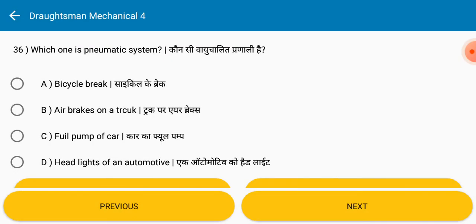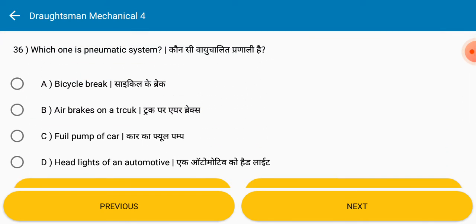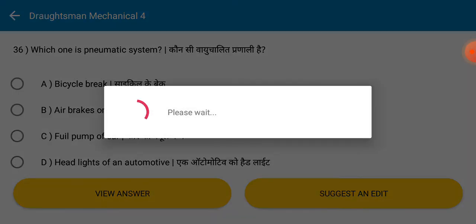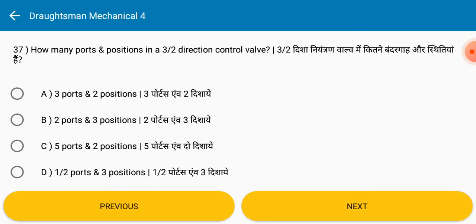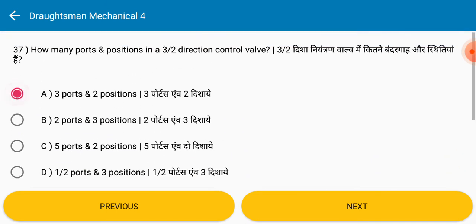Which one is a pneumatic system? Option number B is the right answer. Air brake on a truck. Next question. How many ports and positions in a 3 by 2 direction control valve? The right answer is option number A. 3 ports and 2 positions.